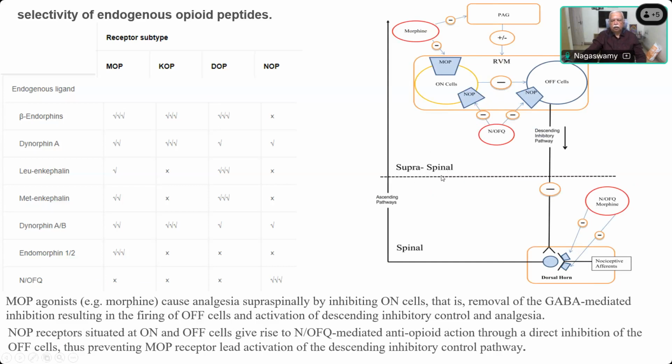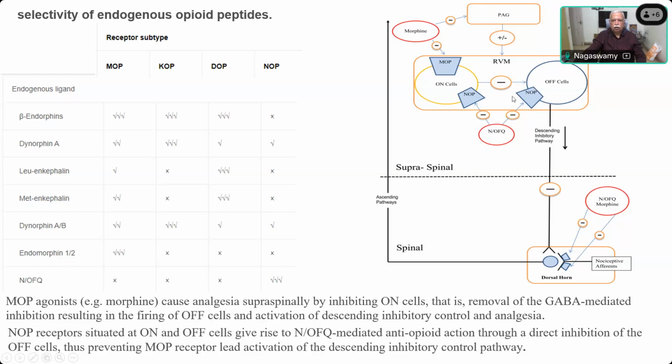So if the examiner asks how intrathecal morphine or epidural morphine works by supraspinal mechanism, this is the mechanism. So there are off cells and on cells. So the MOP agonists cause analgesia supraspinally by inhibiting the on cells. That is the removal of the GABA mediated inhibition resulting from firing of the off cells and activation of descending inhibitory control analgesia. So normally the inhibitory pathways are inhibited by GABA release.